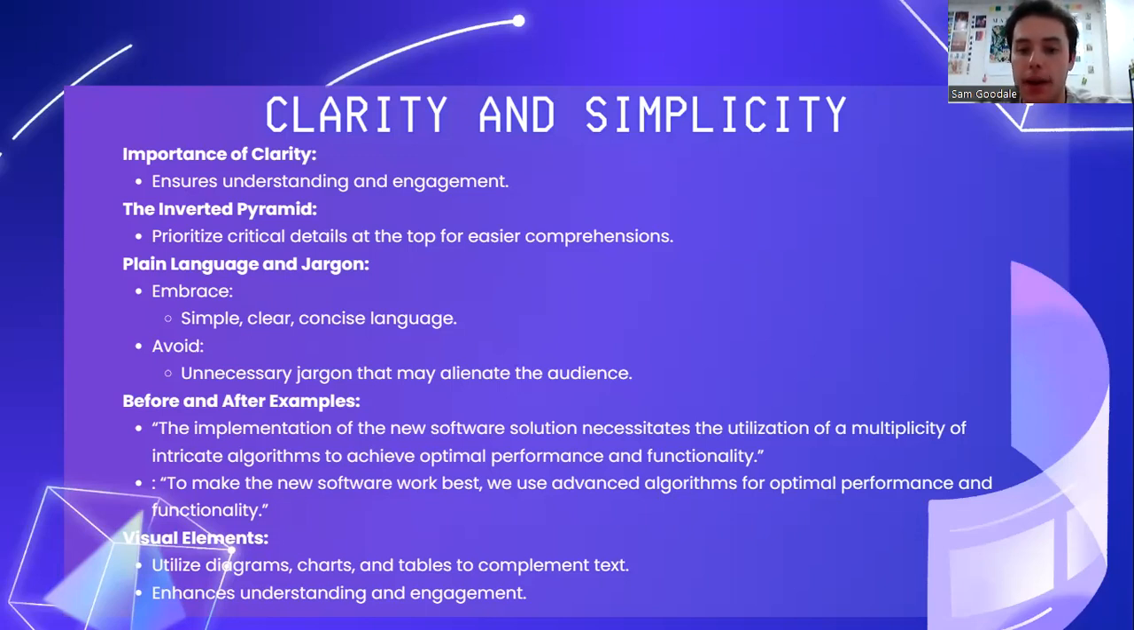So now let's talk about language. Your writing should be filled with plain language that is simple, clear, and concise. So you should avoid unnecessary jargon as it might alienate your audience. Your goal is to really make complex information accessible, and your words should ultimately be a bridge, not a barrier. So let's look at a before and after example to show the importance of clarity and simplicity.